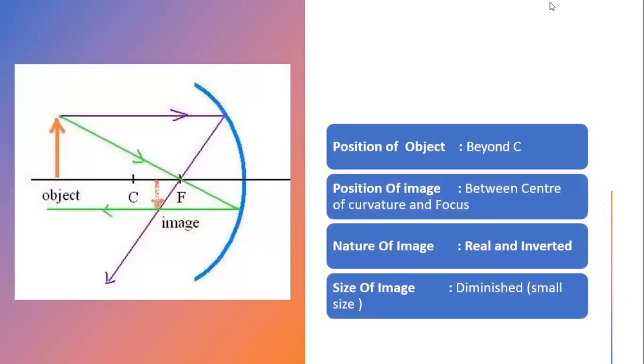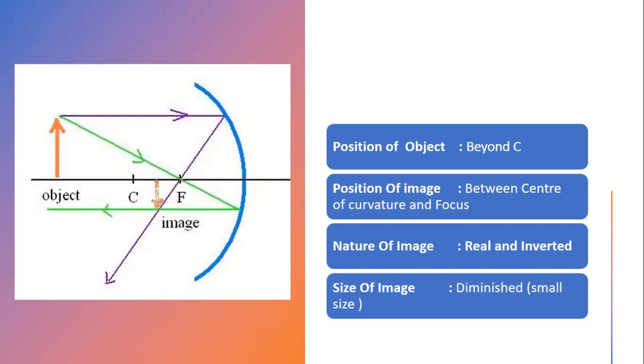the second case, we have to place the object beyond C. Here we are placing the object beyond C. Here we are considering the 2 rays. For the ray diagrams, minimum 2 rays are required. So first ray which is parallel to principal axis will be reflected back through focus. And second ray which is incident through focus will be reflected back parallel to principal axis.